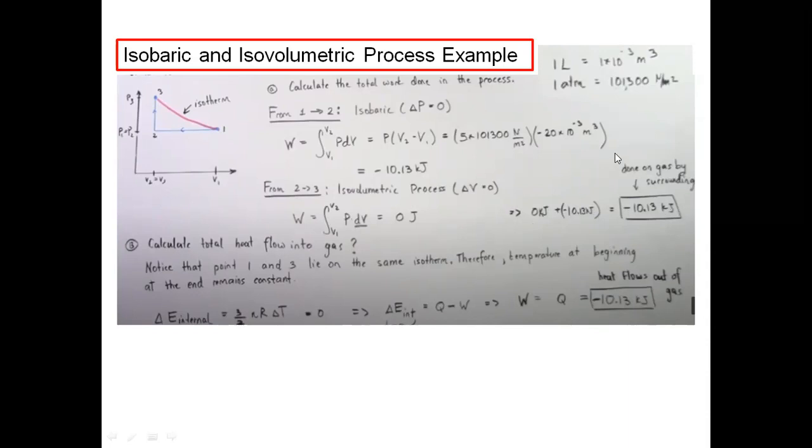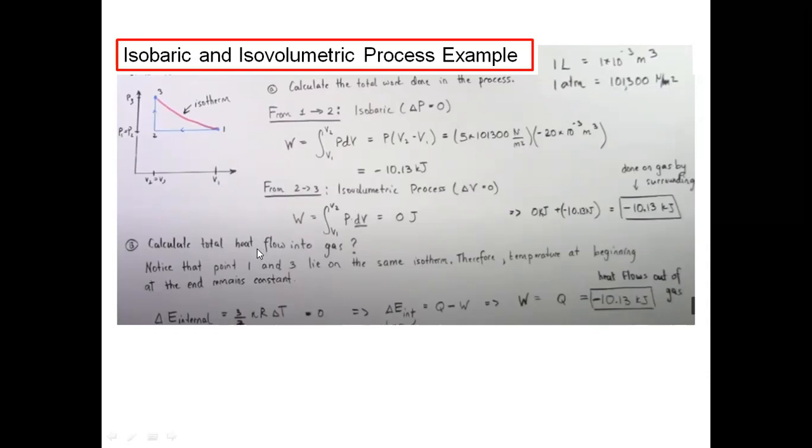We have to remember that 1 liter بيساوي 1 في 10 قوة ناقص 3 متر مكعب and 1 atm بيساوي 101,300 نيوتن لكل متر تربيع.